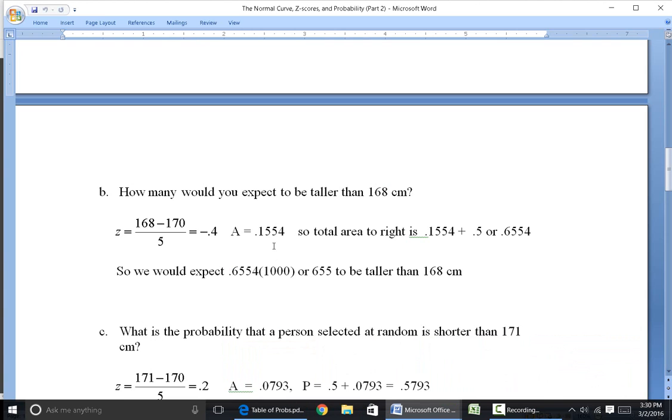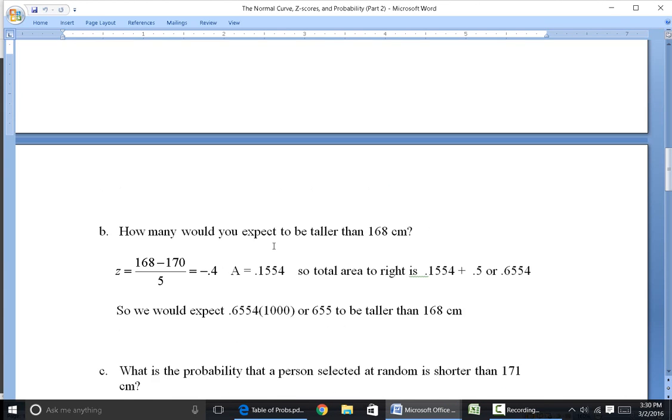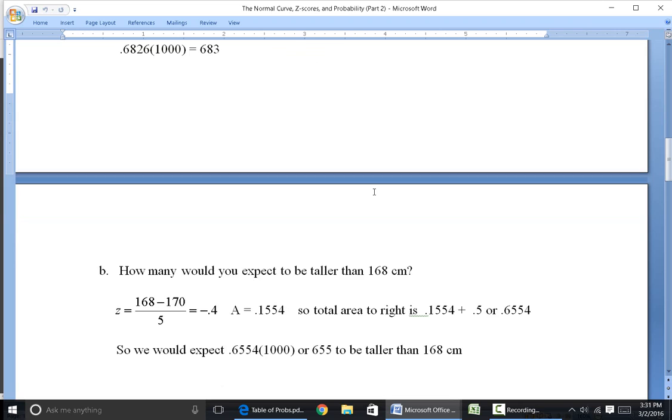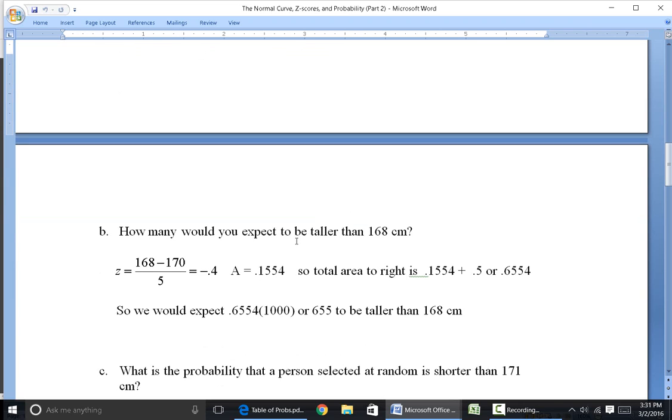So again, if you look at your z-value, in this case we had just one z-value right here, so that 0.1554 would be this right here. So then we want this plus everything over here, right? Because it says how many would you expect to be taller. So we'd have to add the 0.1554 because that's the value from the z-value to the mean, I should say. And then to the right of the 0 or the mean is another 50% or 0.5. So we add that to that and we get 0.6554.